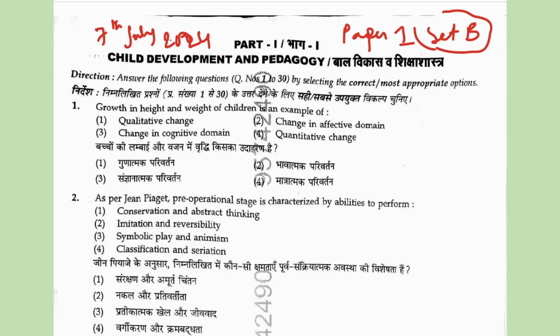So let's begin with CDP. Growth in height and weight of children is an example of quantitative change. It is not qualitative, it is not affective or cognitive. This is a quantitative change.